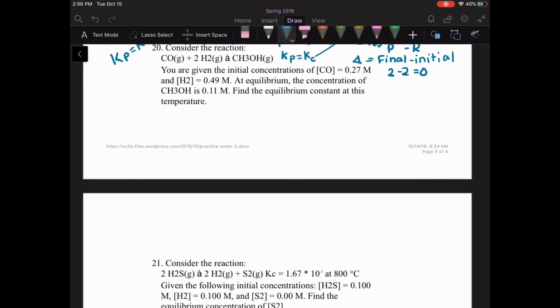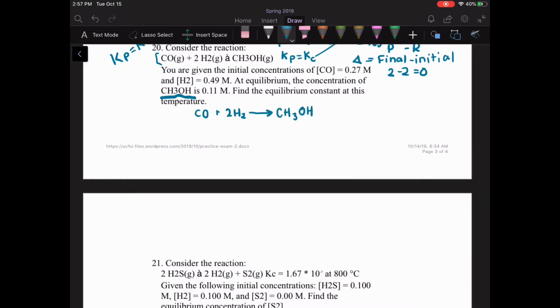All right, so number 20 says you are given the initial concentrations of carbon monoxide and hydrogen gas. At equilibrium, the concentration of CH3OH is 0.11 molarity. Find the equilibrium constant at this temperature. Okay, so what you want to do is look at this overall equation. And I like to set up ICE tables by writing the equation above it so that I am not confused, I know what's going on, and I keep the reaction in mind.